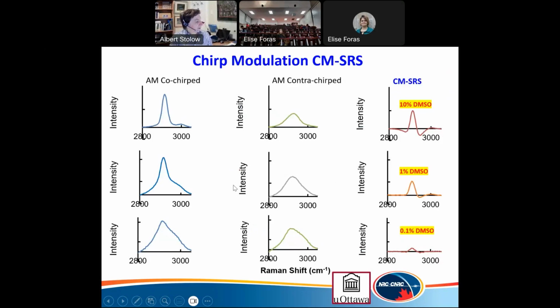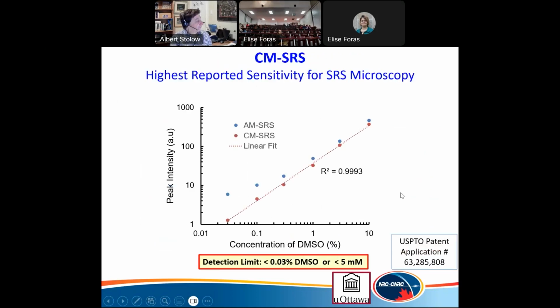Why is this interesting? Well, I'm going to keep dropping the concentration lower and lower. On this column here, I have the co-chirped. As I drop the concentration from 10% to 1% to 0.1%, a factor of 10, another factor of 10, you can see in the AM amplitude modulation co-chirped, the signal goes down, down, down, and I'm dominated by the non-resonant background terms. In the contra-chirped, it does the same. But the chirp modulation is hopping back and forth between these two and subtracting them. That's the modulation. And even though the signal looks like it's not there, you can see that even at the lowest concentration, there still is a Raman peak. So this shows that I can go to much lower concentration than I ever have before, and I can still identify the Raman peak. So this is important.